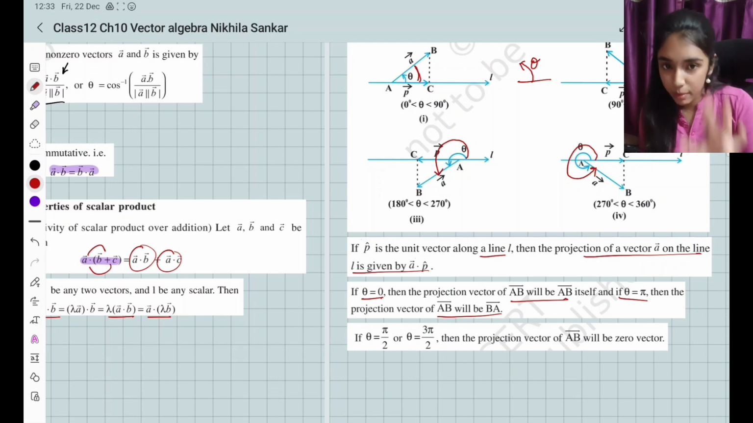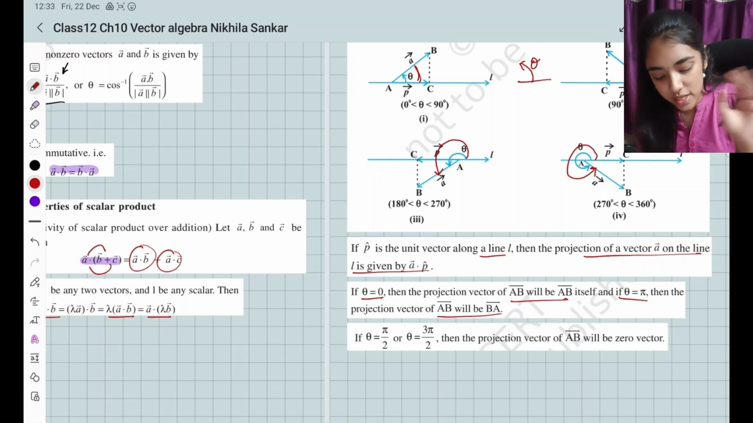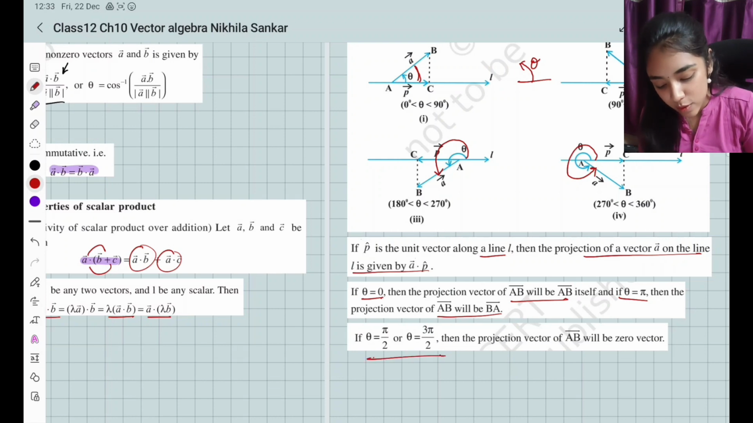So AB will be AB itself. But if the projection is minus pi, it is going to be minus 1, which means AB becomes BA. Okay? You will understand all this when we solve sums. Remember, since the points are given here. And theta equals pi by 2, 3 pi by 2, we just saw. So, because of cos, the projection is going to be 0.